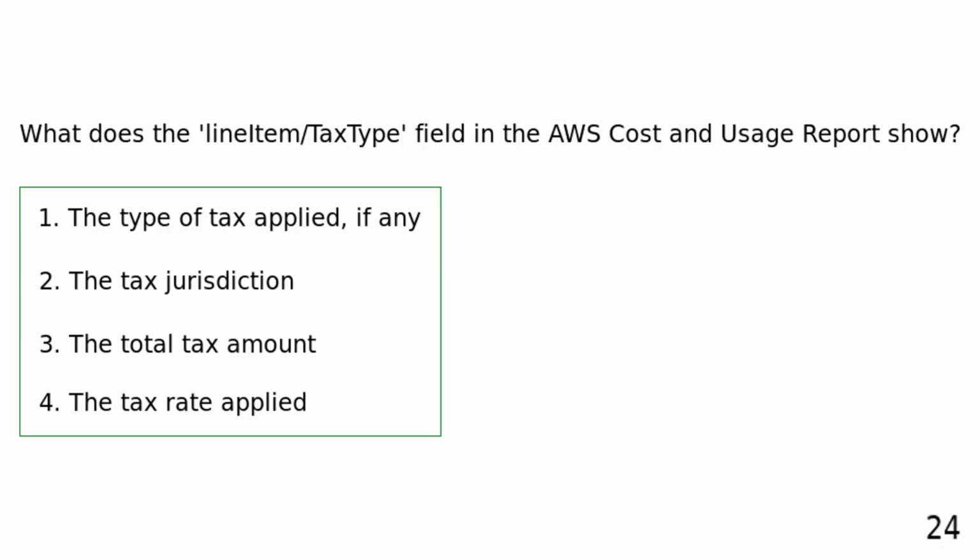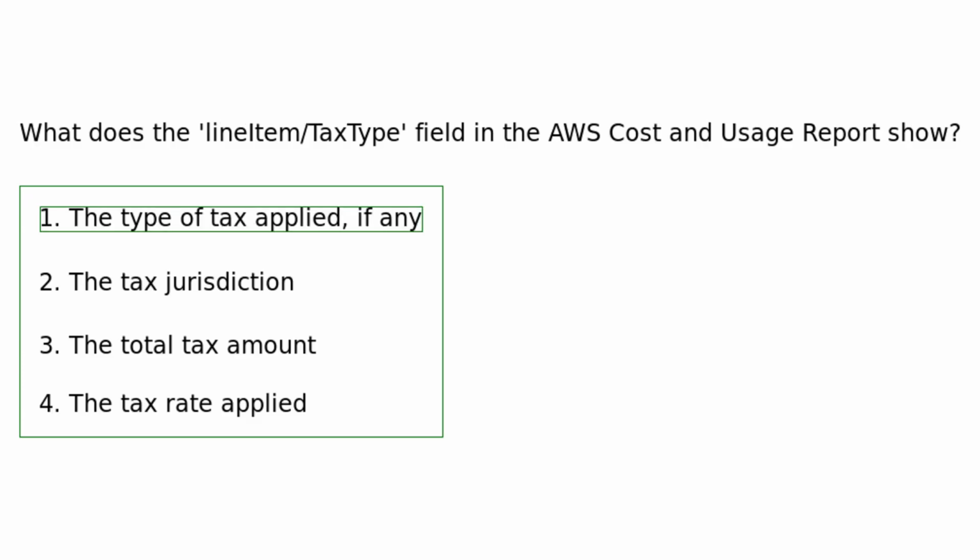What does the line item/tax type field in the AWS cost and usage report show? The type of tax applied, if any. The tax jurisdiction. The total tax amount. The tax rate applied. The line item/tax type field indicates the type of tax applied, such as GST or VAT, if any tax is charged on the line item, helping with tax reporting.